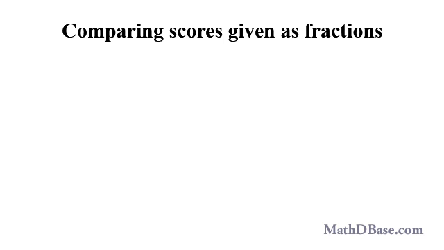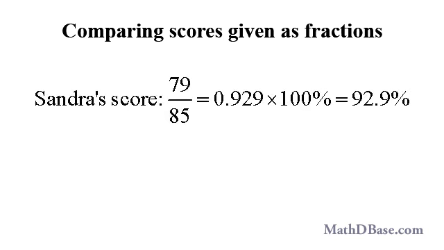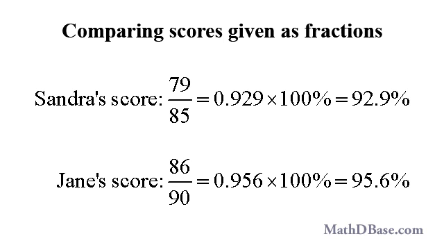Civil Service Examination 1 has 85 questions, and Civil Service Exam 2 has 90 questions. Compare the scores of Sandra and Jane, if Sandra answered 79 questions correctly on Exam 1, and Jane answered 86 correctly on Exam 2. Written as ratios, Sandra answered 79 of 85 questions correctly, or 79 over 85. Jane answered 86 of 90 questions correctly, or 86 over 90.